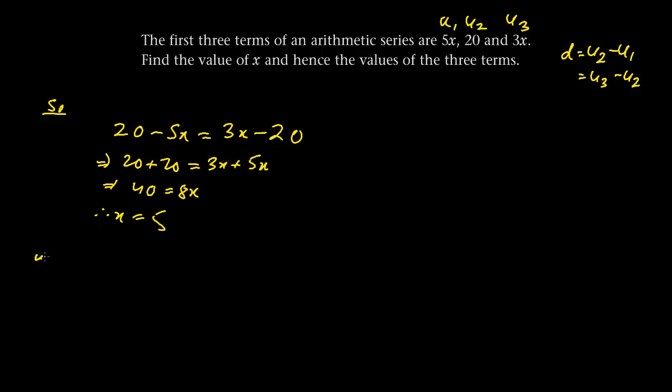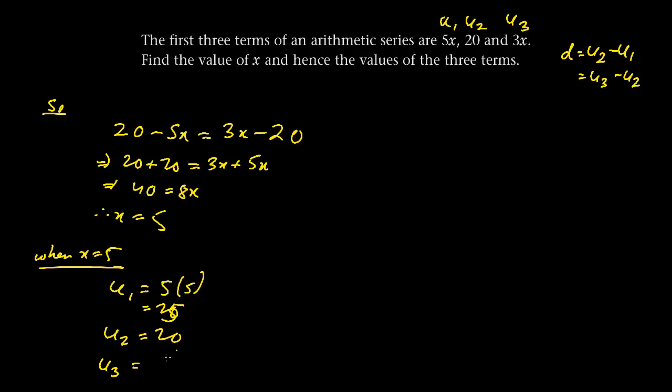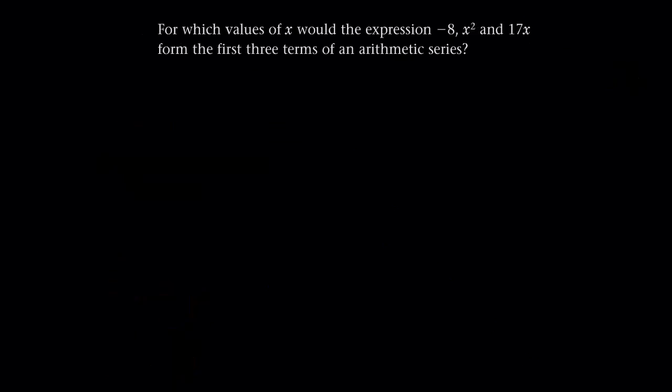And now we have to find the value of each of the terms. So when x equals 5, the first term U sub 1 is going to be 5 into 5, 25. The second term U sub 2 is going to be 20. And the third term U sub 3 is going to be thrice x, 3 into 5 is 15. So these are the first three terms.